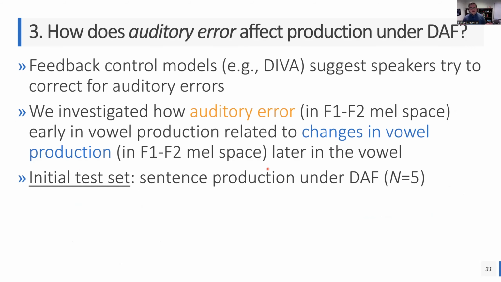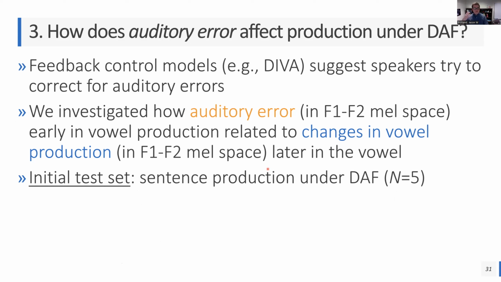But I want to address a third question now, a third empirical observation. How does auditory error affect production under DAF? If you think about the way we think about things like formant shifts and pitch shifts, and we see these compensatory responses, the idea is based on a feedback controller. It says that we should take steps to correct any auditory error.